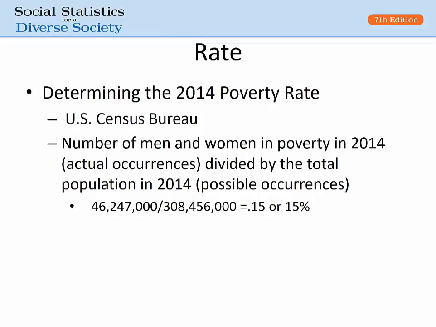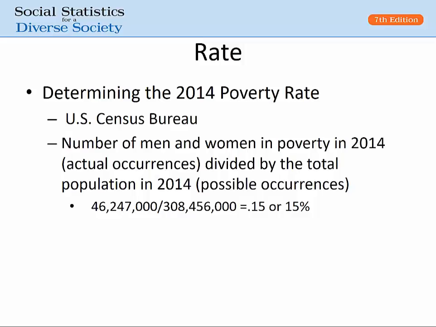And so, for example, we all know about the poverty rate, right? So if we determine the 2014 poverty rate, for example, we can get that type of data from the U.S. Census Bureau. And so if we look on the census counts, we can see the number of men and women in poverty in 2014, the actual occurrence or count of people who were identified as being in poverty, divided by the total population in that year, which is the total number of people who could have possibly been in poverty, we can establish the rate or the percent. And so a rate really is just a type of percent that tells us the number of incidences or the number of cases that can occur out of all possible cases.